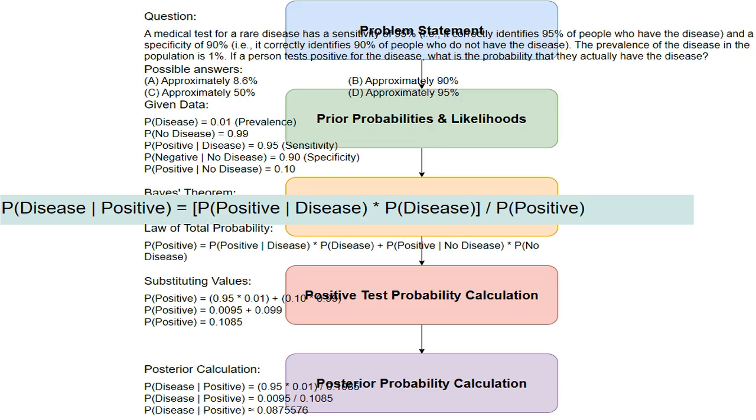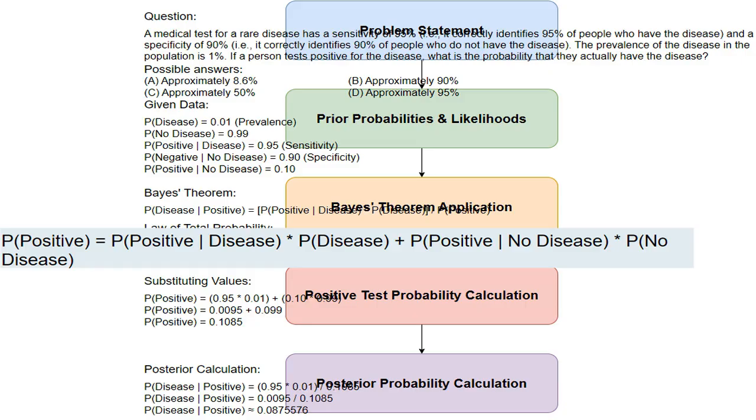Now, let's consider Bayes' theorem. Bayes' theorem computes the posterior probability that someone truly has the disease given a positive test result. The probability of having the disease given a positive test, which is written as P(disease|positive), is calculated by multiplying P(positive|disease), the probability of testing positive if having the disease, by P(disease), the prior probability of having the disease. All of this is divided by P(positive), which is the overall probability of testing positive.